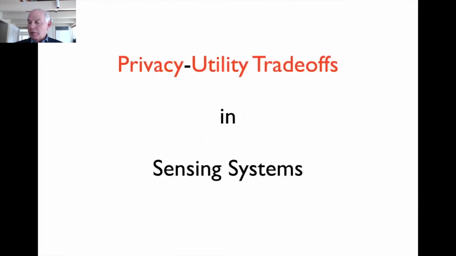Okay, so I'm going to shift gears now. I've got about 10 minutes, so I'm going to try to do this fairly quickly. I'm not going to talk about data transmission anymore. I'm going to talk now about privacy instead of security. And just to draw a distinction, I'm going to focus on sensing systems. So again, this is really focused on something like IoT rather than data transmission.